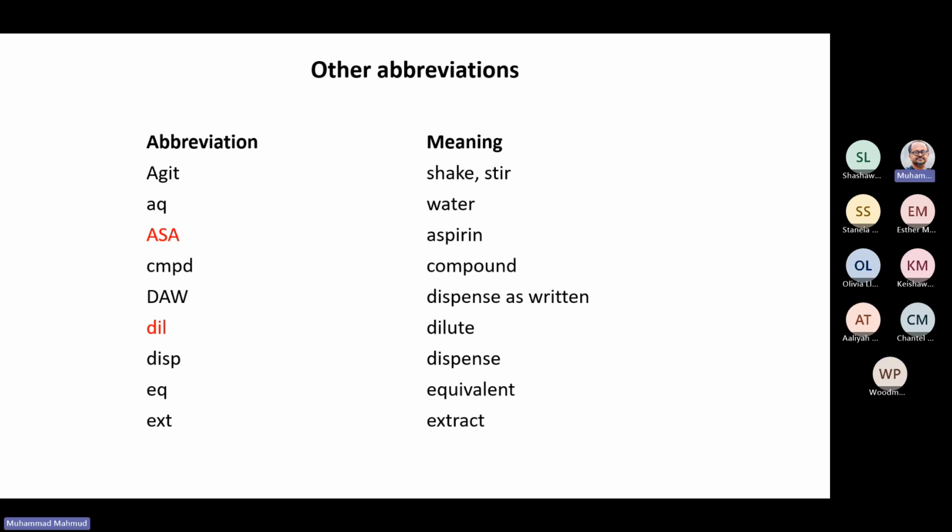If a solution has to be stirred or shaken, we use this word agit, agitation. AGIT means to shake or to stir. AQ stands for aqua or water. ASA, aspirin, acetyl salicylic acid. Compound is CMPD. Dispense as written is DAW. Then dilute, equivalent, extract, dispense.